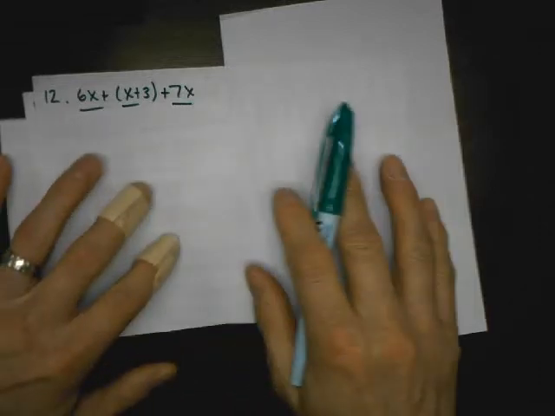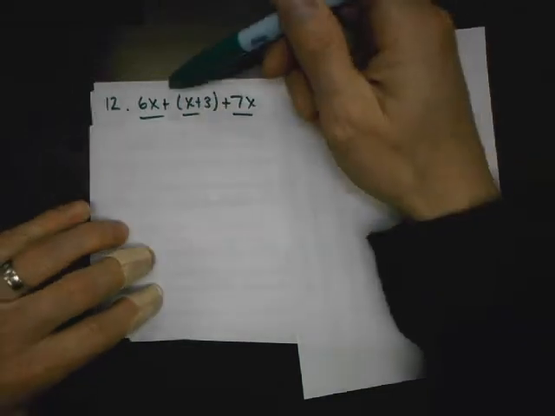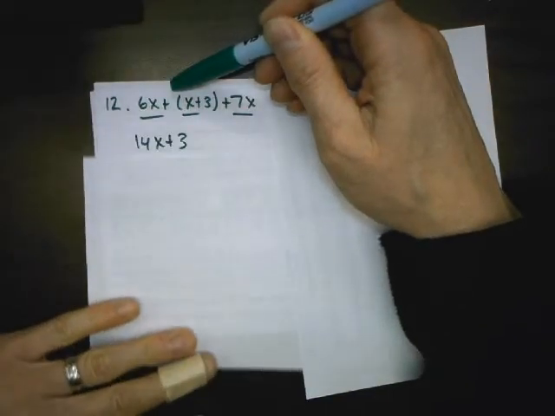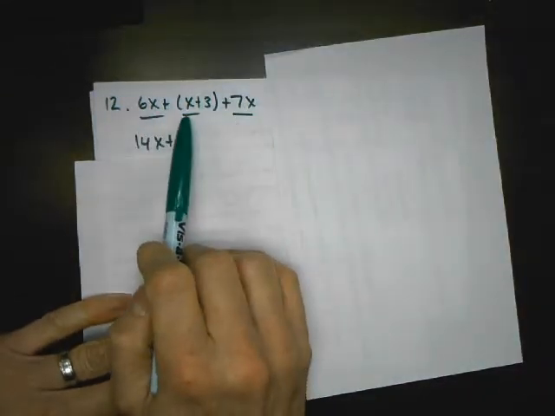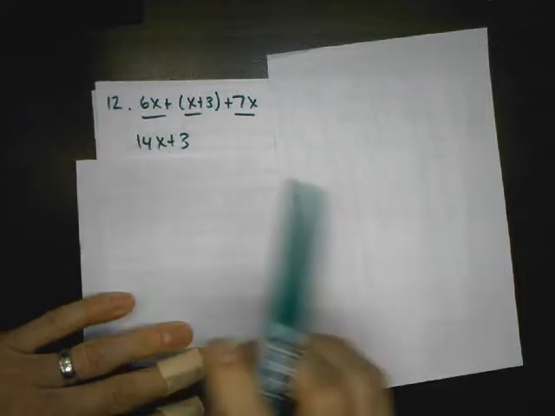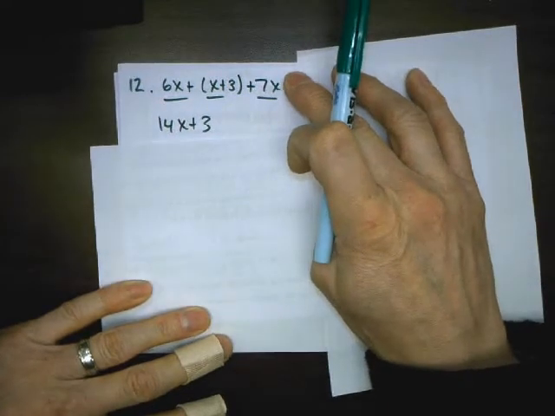Number 12, which expressions are equivalent to this one given? All right, well, we got to simplify this one. Again, we always have to distribute first, but there's no numbers right in front of the parentheses, so we don't have to distribute. So we just combine like terms. So I take a look at this. 6x's plus 1 more x is 7x, plus 7 more x's is 14x's, and there's only 1 3. So when I simplify that, this is the same as 14x plus 3.